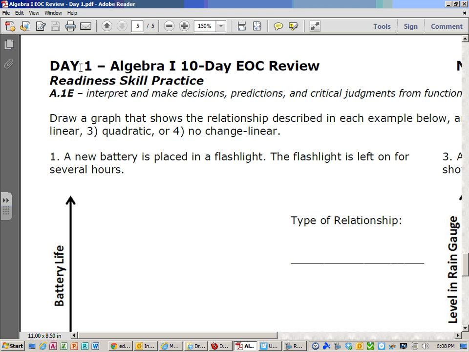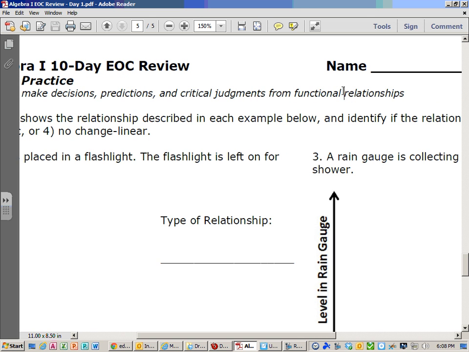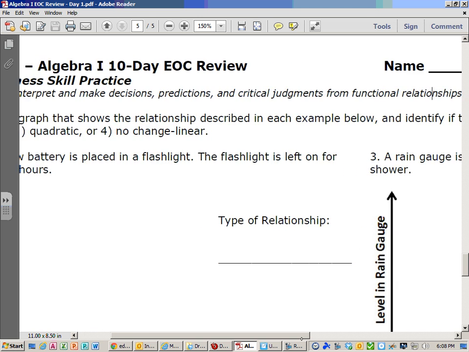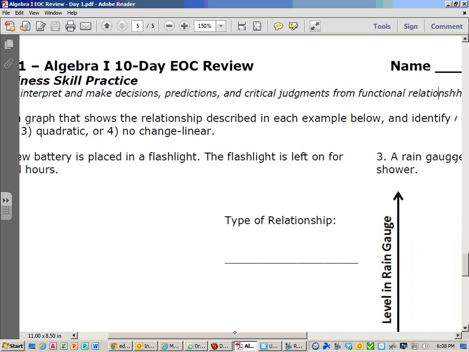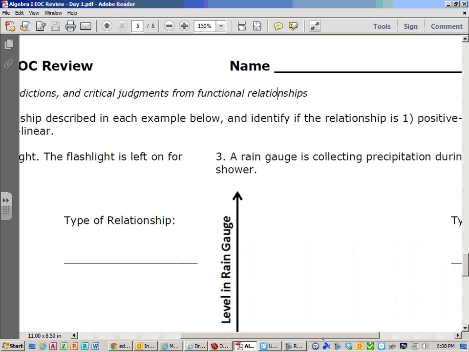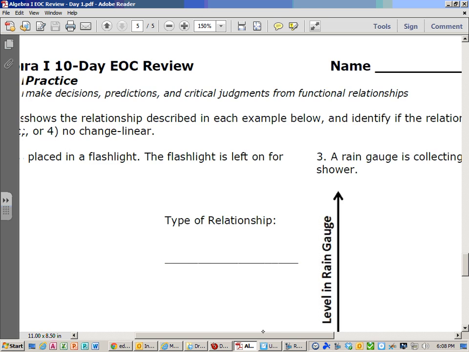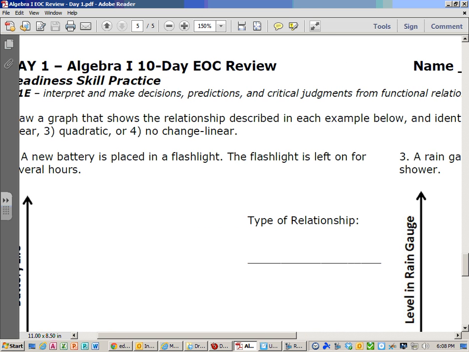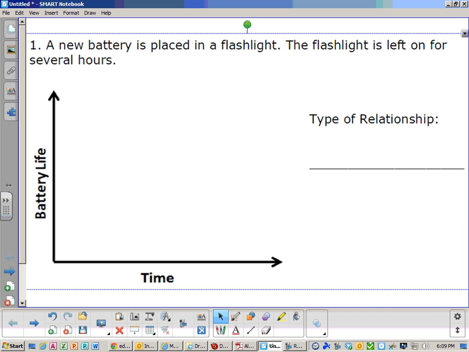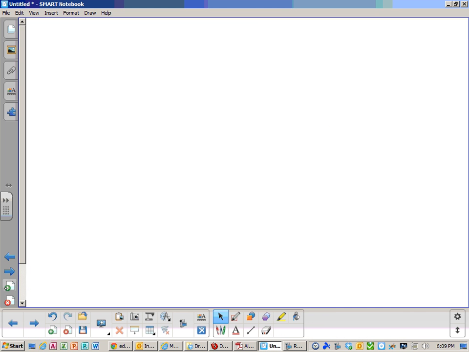Interpret and make decisions, predictions, critical judgments from functional relationships. Keyword: relationships. We're looking at different things relating. Several different ways you could relate different things. The main thing that you want to look at is linear, right? But there's also negative linear, quadratic, or what's called no change linear. But basically the two are linear and quadratic. So let me tell you just a little bit real quickly about linear and quadratic.